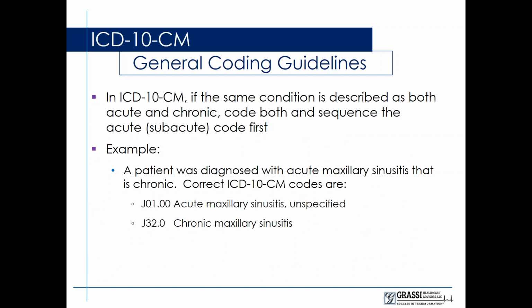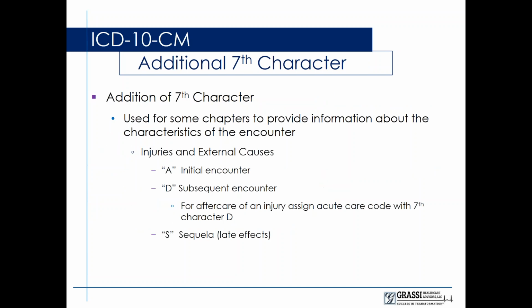Great. Here's an example if the patient has what's considered both an acute and chronic condition. Again, the acute condition gets sequenced first, and then the chronic condition second. Next slide. Just keep in mind, sometimes patients might have both.